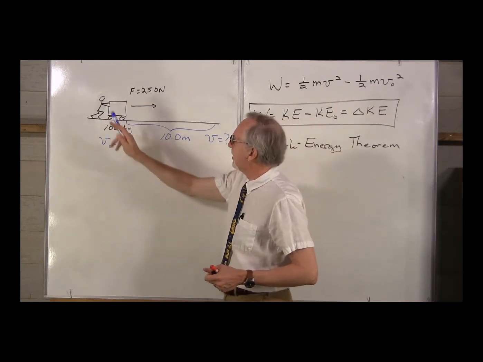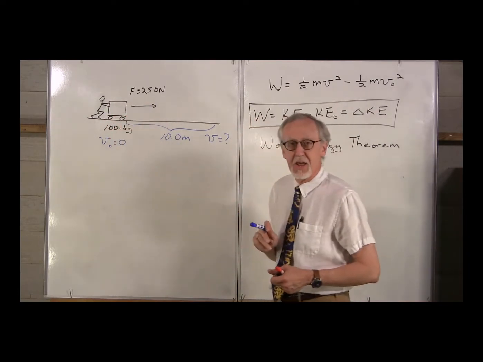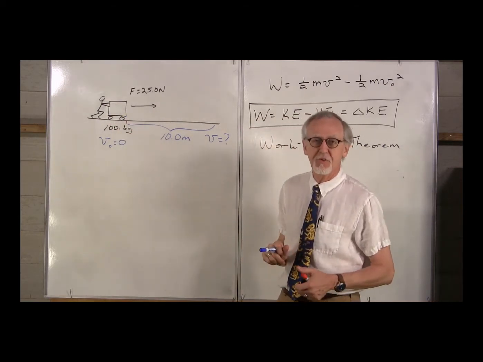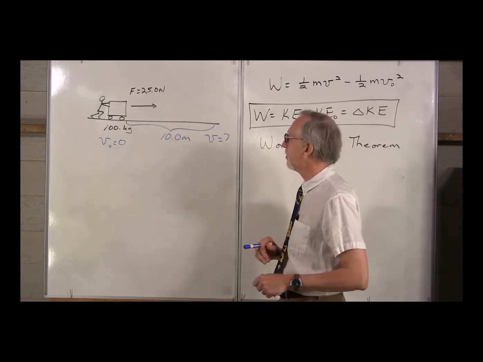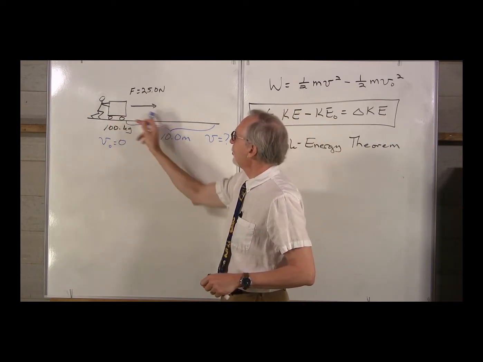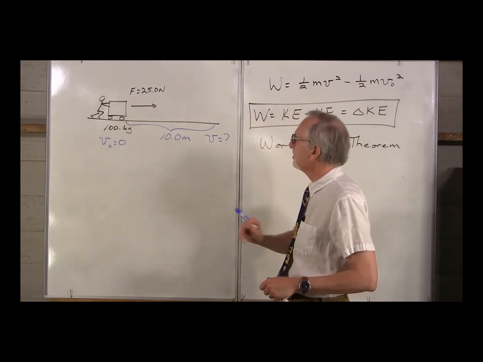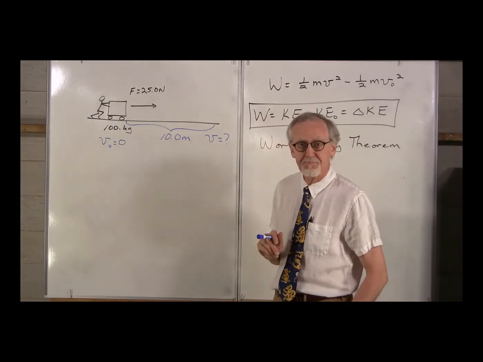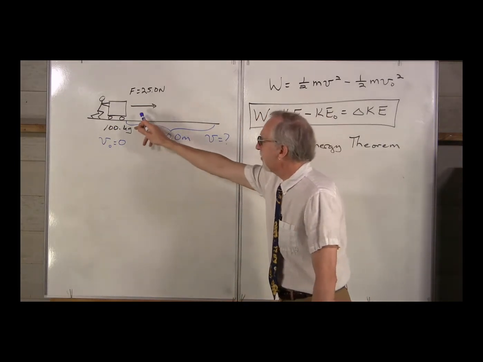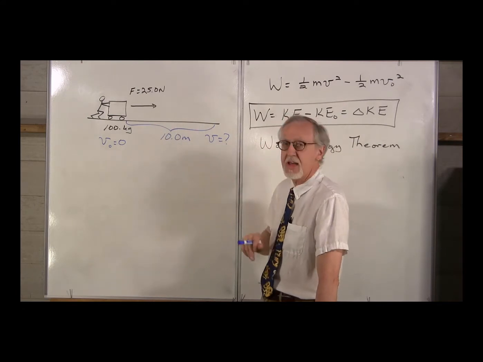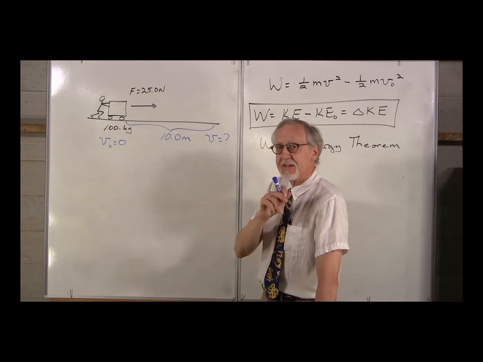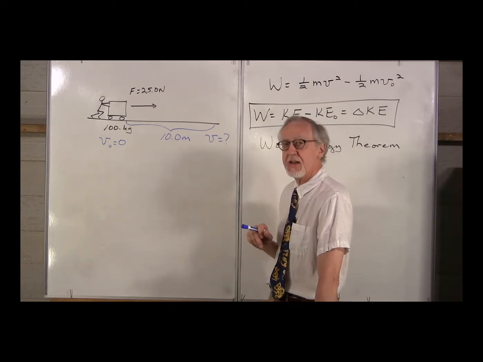Let's imagine we have a person here pushing on a box, and I put this box on wheels. So let's ignore friction for the moment. Let's assume there's no friction on the box. The person pushes to the right with a force of 25 newtons, and let's imagine it's a 100-kilogram box and it starts from rest. Let's figure out, if this person pushes on the box for 10 meters, what's the final velocity of the box? But let's solve this using the work-energy theorem.